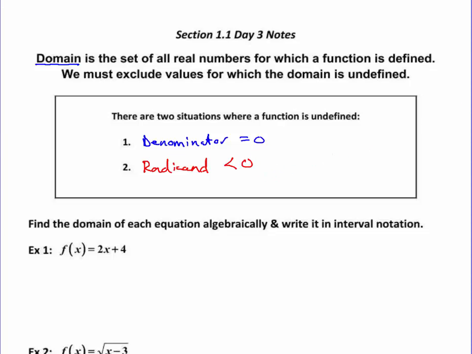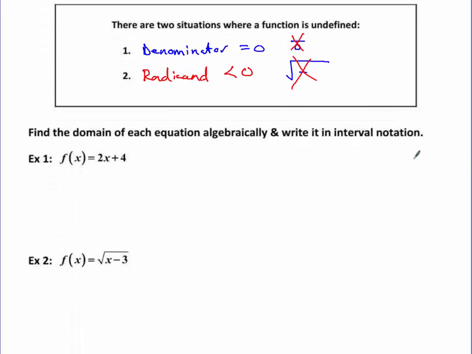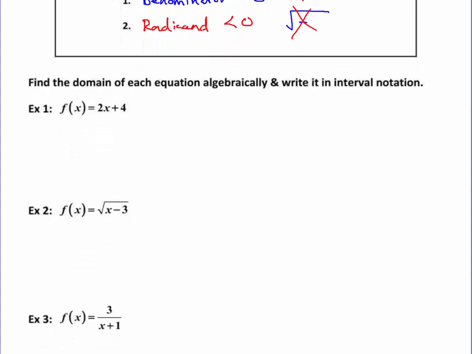Okay, so real simple. When the denominator is equal to 0, we cannot have something over 0. That's no good. And a negative radicand is when we have a negative underneath our radical. No good. So those are situations that we're looking out for, and that's how we're going to find the points where our functions are undefined. So we're going to start right into working some examples.